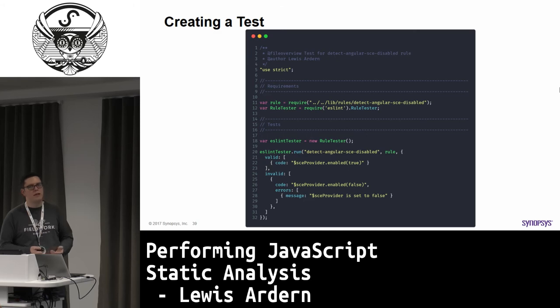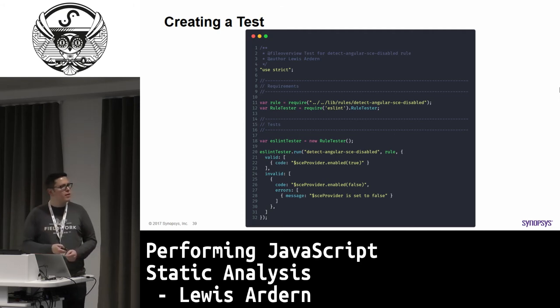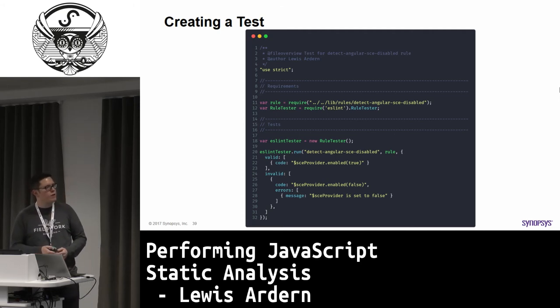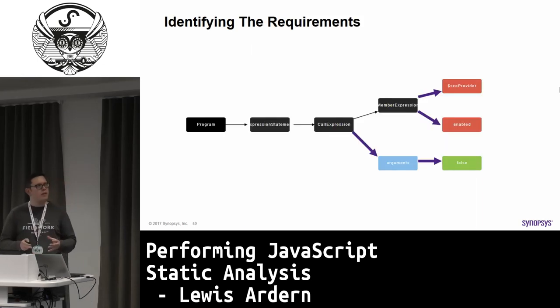If it's enabled set to true, that's good, and by default it's automatically on, so that should never really be there anyway. Then if it's disabled, set to off, I want to flag it as a warning. The way you would represent that is by identifying your requirements, and this is using the visualization tool that I showed earlier.